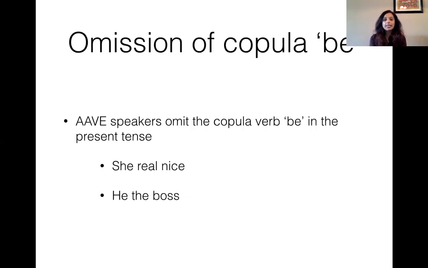Omission of the copula be. So this is when you have things like she is real nice, he is the boss, and then you drop that and you get she real nice and he the boss.